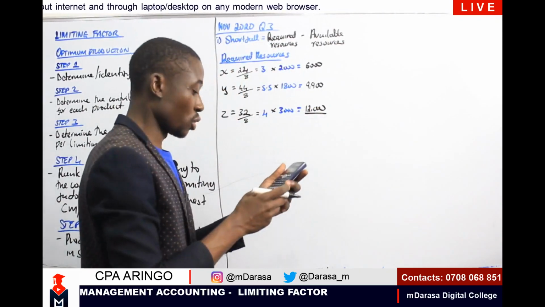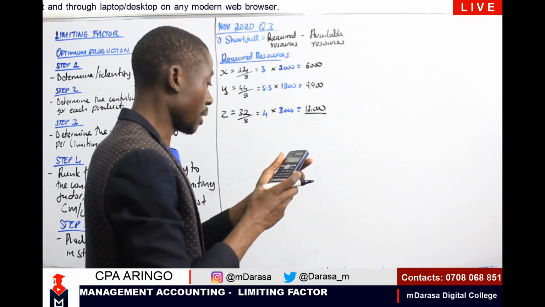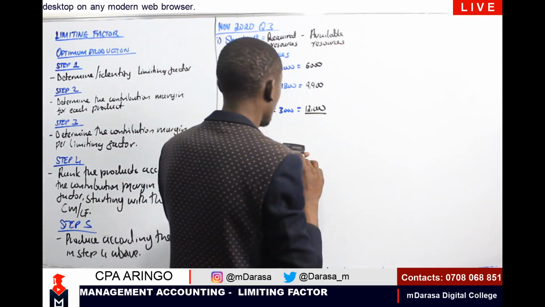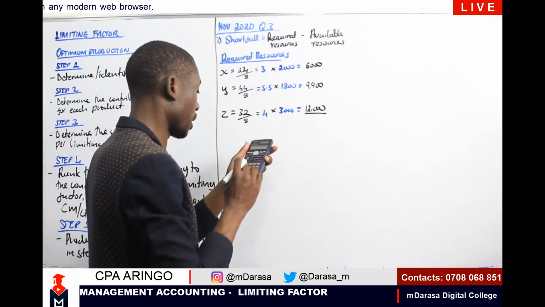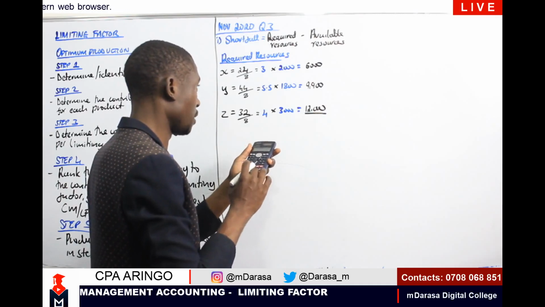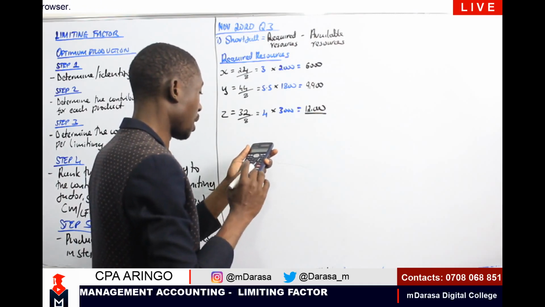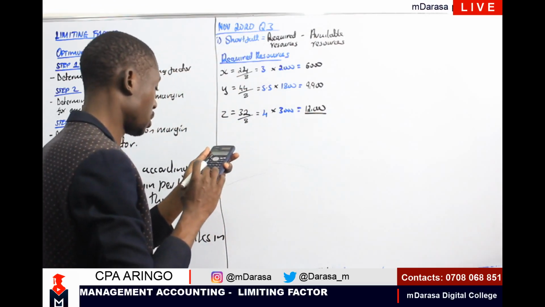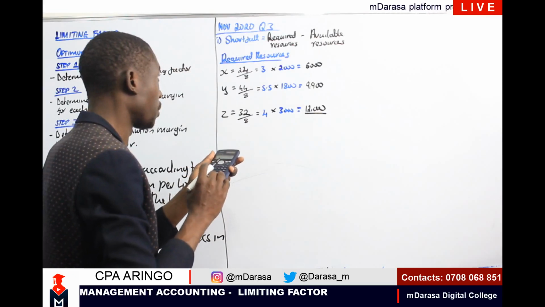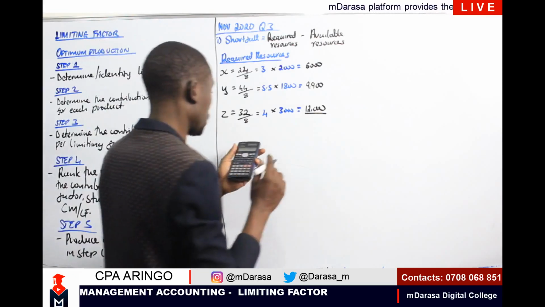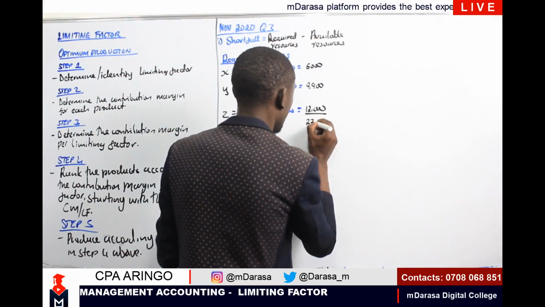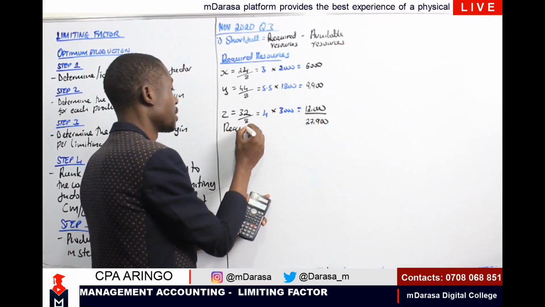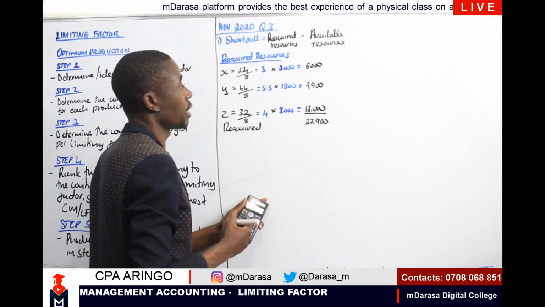So the total hours required: I'm having 6,000 plus 9,900 plus 12,000. Okay, I'm having 27,900 hours. These are the required hours.